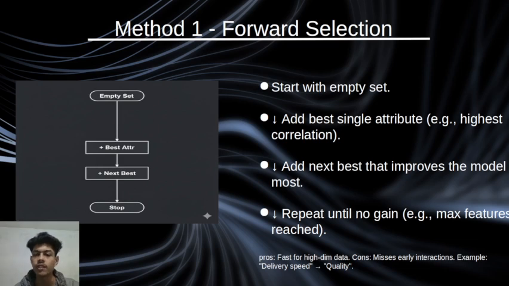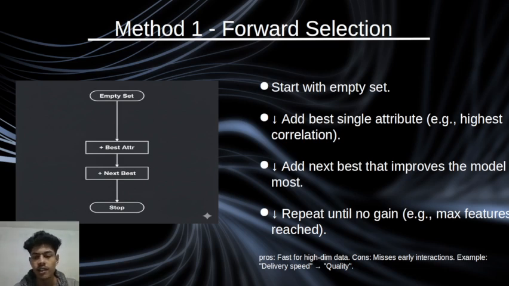So when we apply method 1, that means forward selection, we start with an empty set, we add the best single attribute, that is the highest correlation, and then add the best one that improves the model most, and repeat until no gain. And this method repeats until we find some meaningful insights from that data.